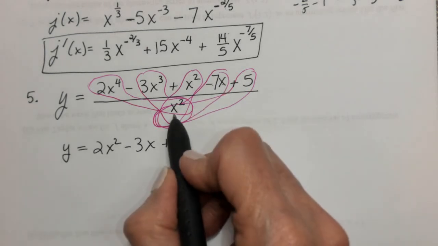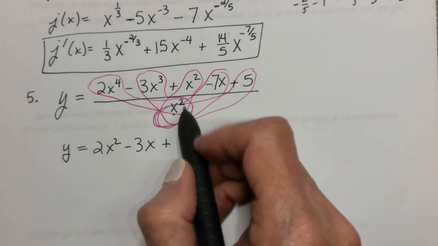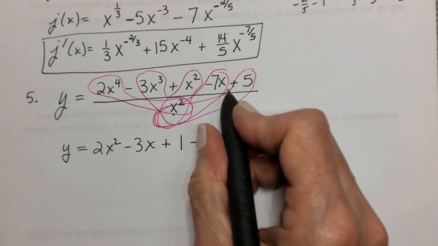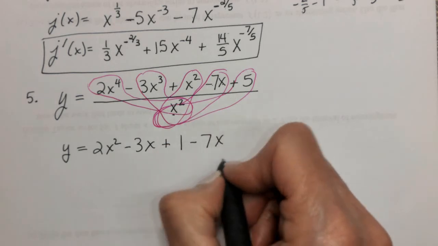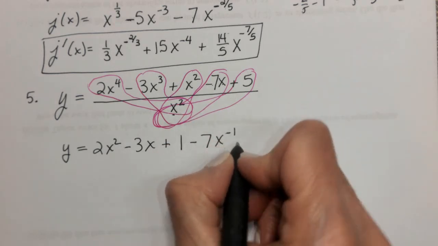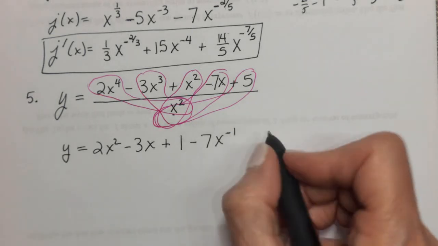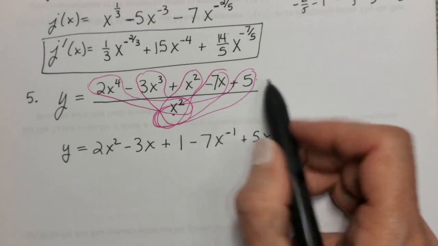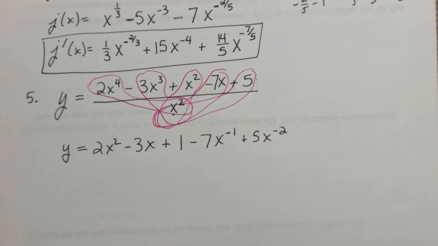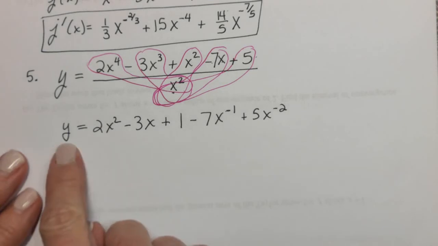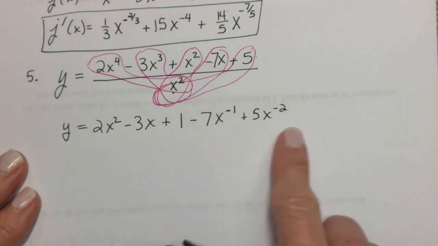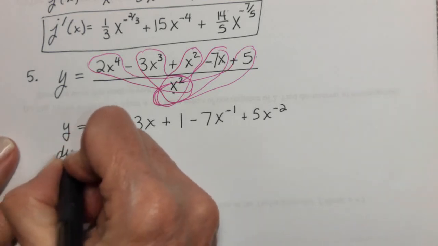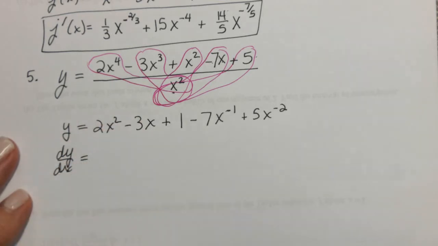Negative 7x over x squared. Okay? It would be a minus 7x to what power? I'd be left with an x on the bottom. I need to bring it to the top and give it a negative 1 exponent. Here we have a plus 5x to what power? We have to bring it to the top, give it a negative exponent. So you have to rewrite y into all just x to a power, x to a power, x to a power. And then you can come in and find the derivative.